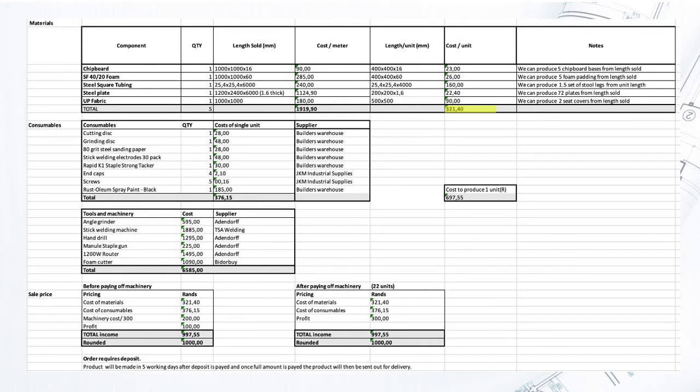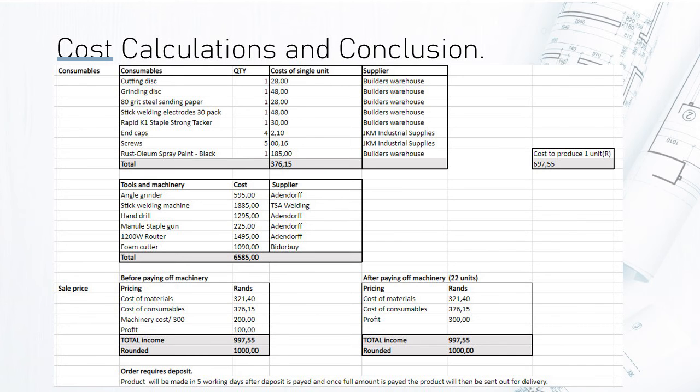In addition to the R321.40 it will cost to purchase the material, other costs need to be considered as well. These include costs of single-use consumables such as screws and end caps, as well as reusable consumables such as cutting and grinding discs. All consumables will be bought for the production of the first unit. However, the following units will be cheaper to produce due to the reusable consumables that can be used to produce numerous units. The cost of producing one unit is R697.55.